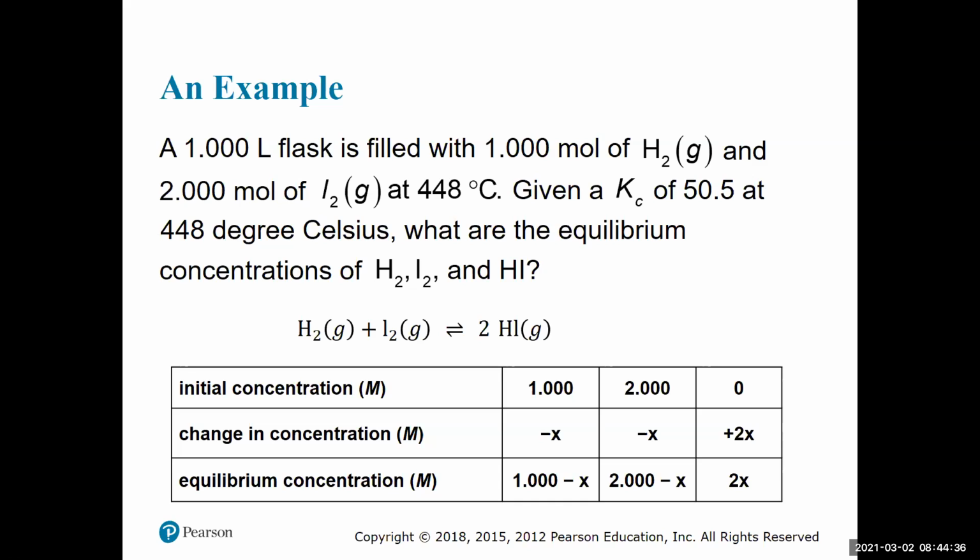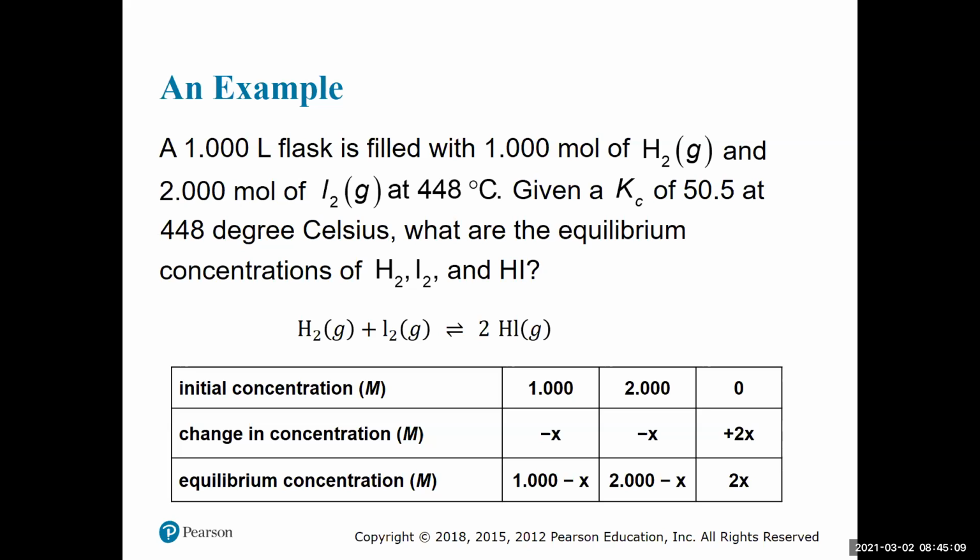So we have our initial concentration, and I just want to point out that that's molarity. Since we have a 1 liter flask, we don't have to do any math on that, but if it was a different volume, then we would have to do some division to get that in moles per liter, okay? So 1 molar and 2 molar for our concentrations of H2 and I2. And then since we're starting, we don't have any HI, so we put a 0 in there.